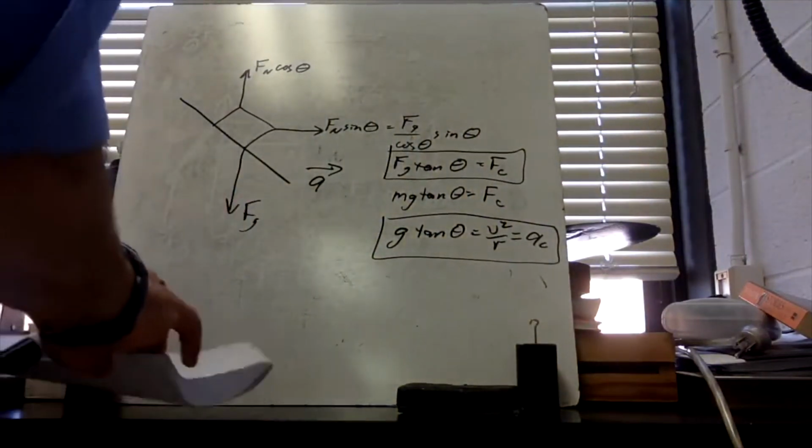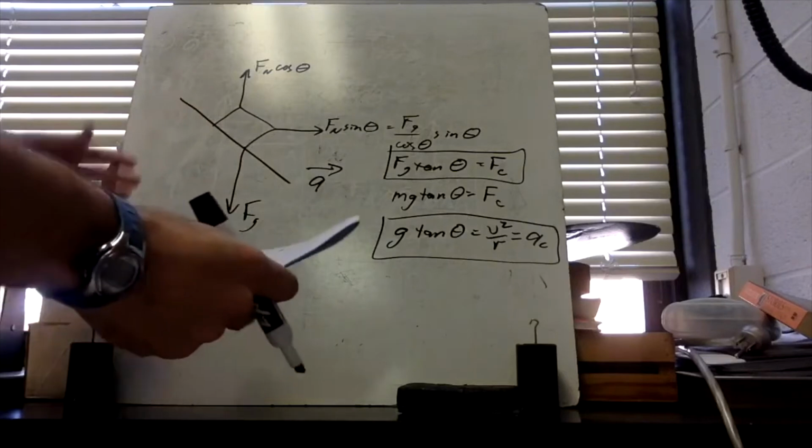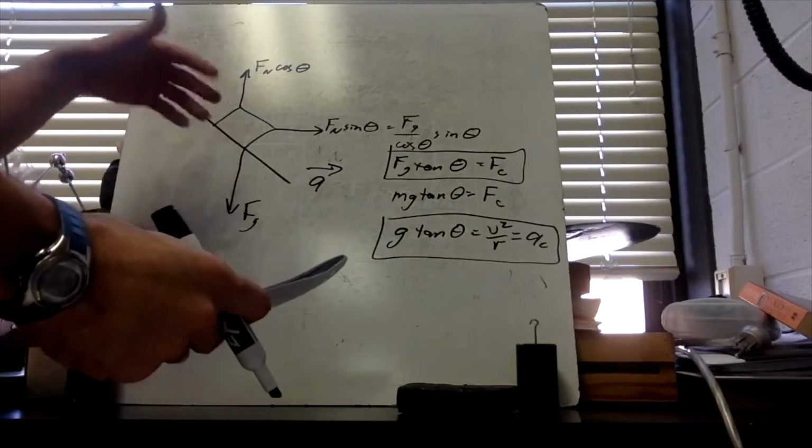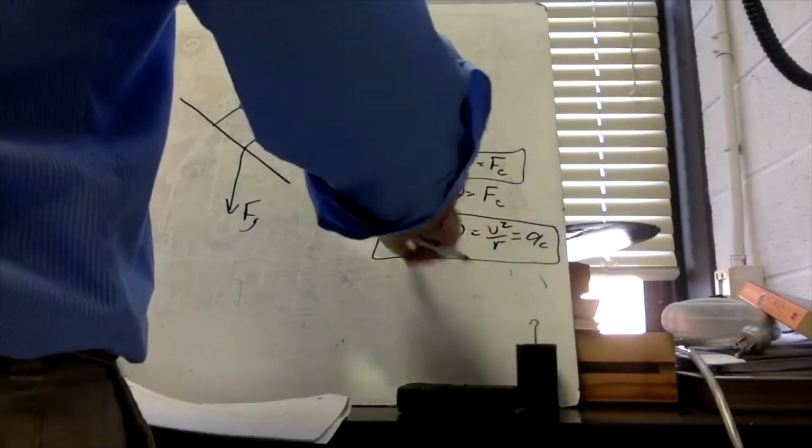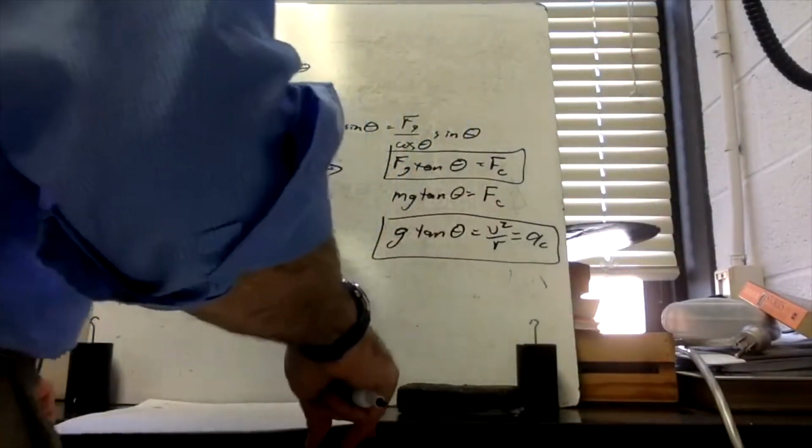All right, so a little complicated there. But you can see that you can keep a car on the track even without friction if you can get v to be the square root of rg tangent of theta.